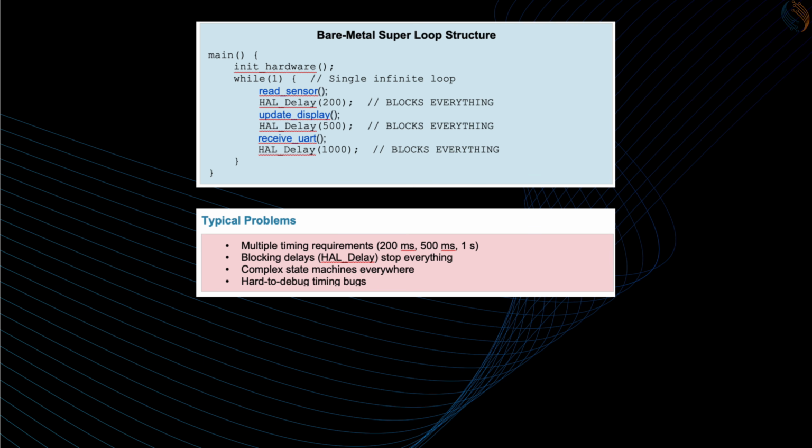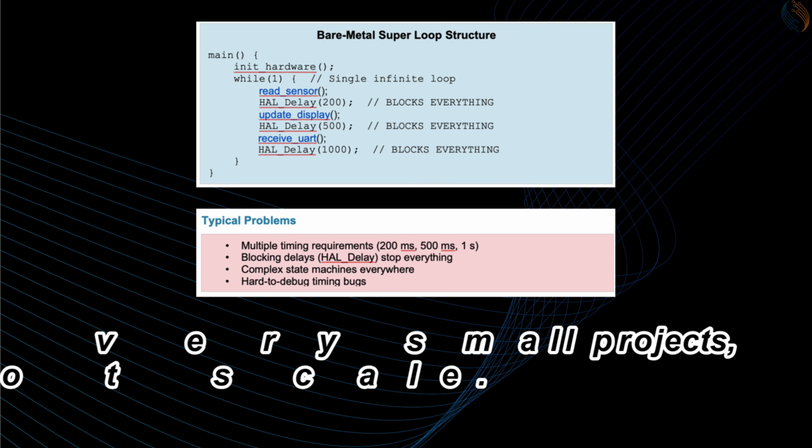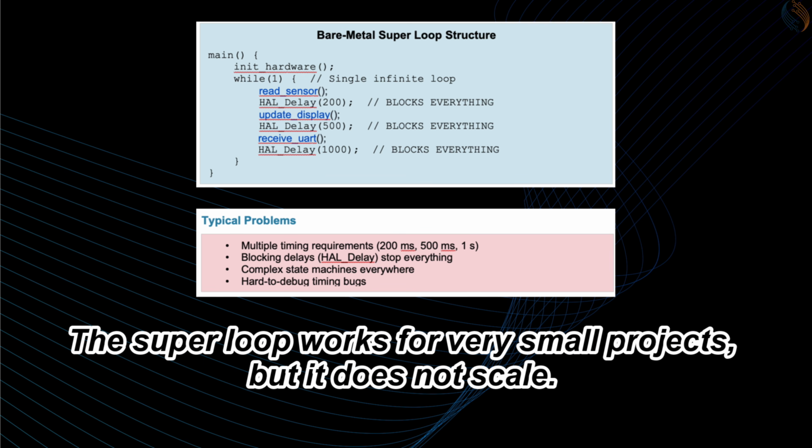A 200, 500, or 1000 milliseconds delay does not compose cleanly in one loop. Third, any task that needs to wait without blocking the loop must become a complex state machine. The code becomes unreadable very quickly. The while loop works for one or two timing requirements, but after that you need something better.